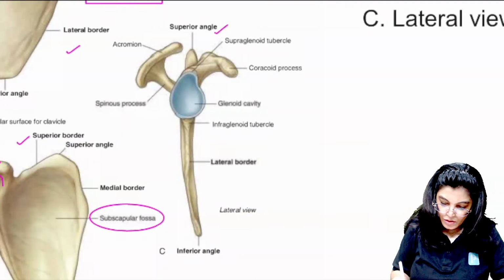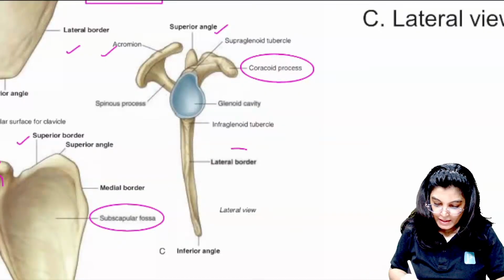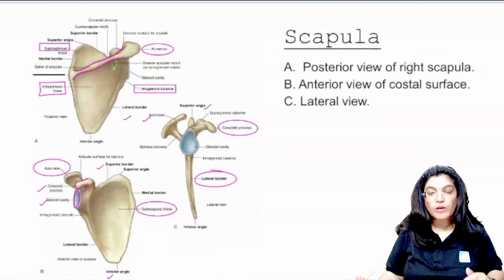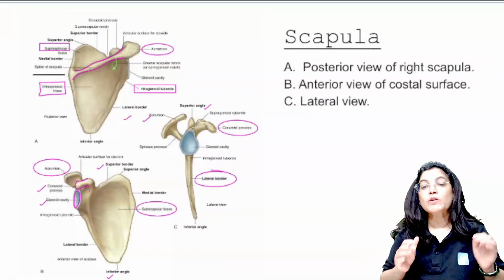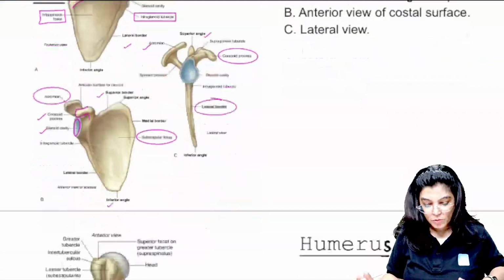In the lateral view, we can see here the superior angle, the coracoid process, the acromial process, and this is the lateral border. So why is it important to see these bony landmarks? Because they give attachment to important structures, muscles in this area. So it is important to know about these bony landmarks.